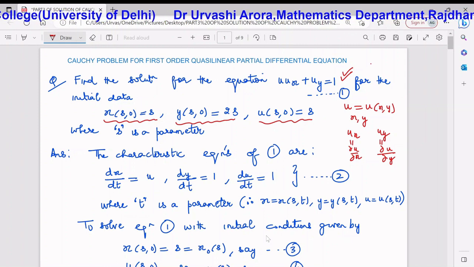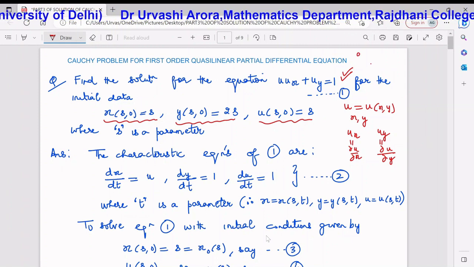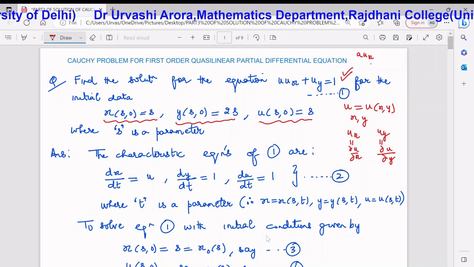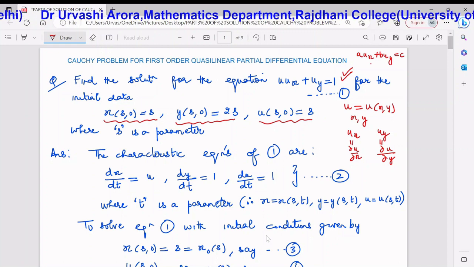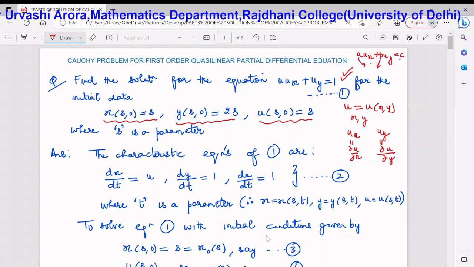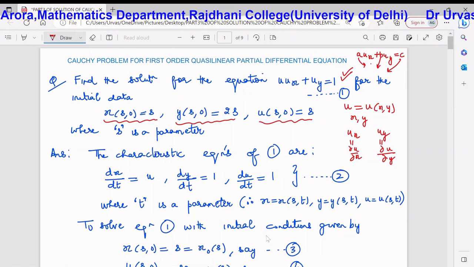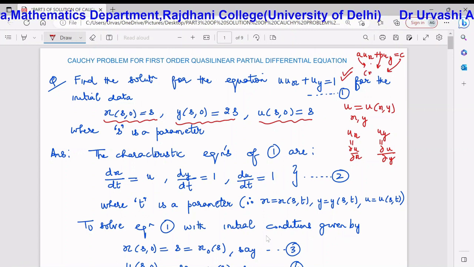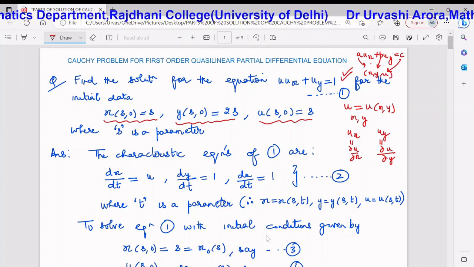Also equation 1 is quasi-linear because as I have already discussed in my earlier videos, a quasi-linear equation always looks somewhat like this: a ux plus b uy is equal to c, where a, which is the coefficient of ux, b, which is the coefficient of uy, and c, which refers to the terms on the right hand side of the equation, all these can involve x, y, and u. They can have just the variables x, y, and u.